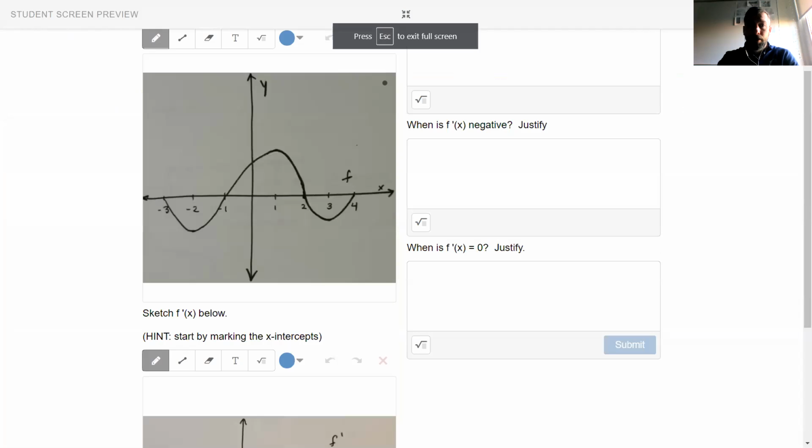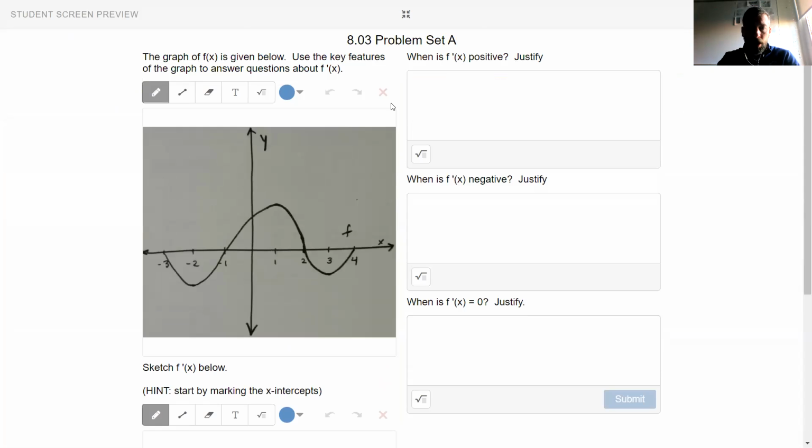And you would be doing slide number 2, right? Slide 2 of 10 is like the notes problem. So let's break one of these down and let's use our chart. We are given the graph of f of x below. That's important because that tells me that we're talking about the original graph down here. Use the key features of the graph to answer questions about f prime.